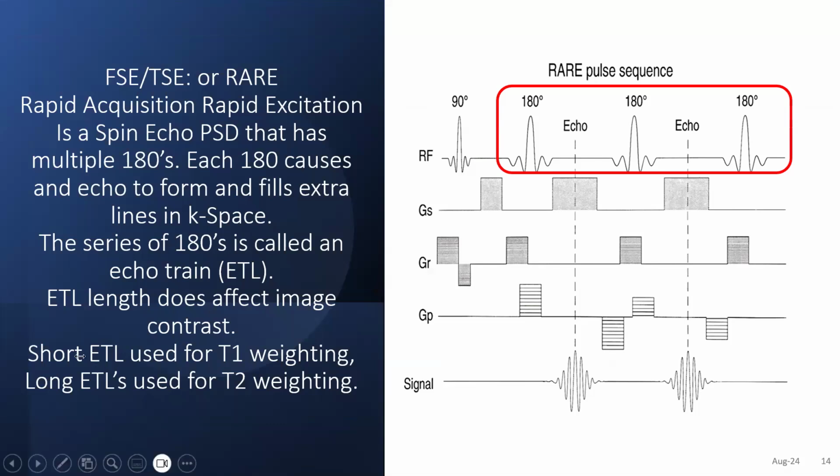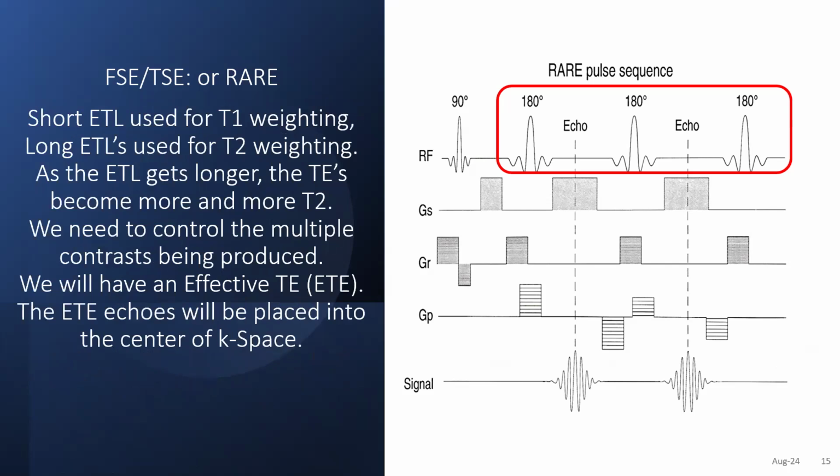You will typically use short echo trains for T1 weighting because each one of these echoes gets more and more T2 weighted as you get further away from the 90. If there's another echo out here, it's getting further and further away in the timeline. It's getting more and more T2.